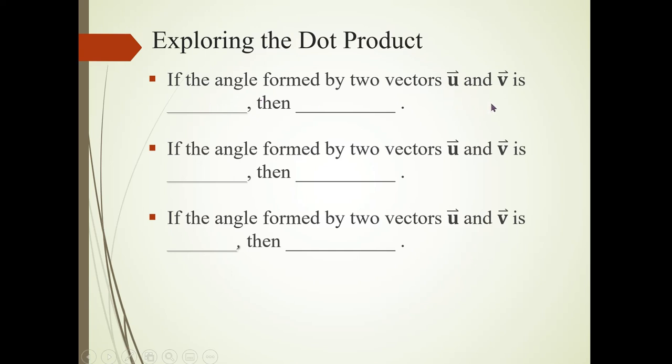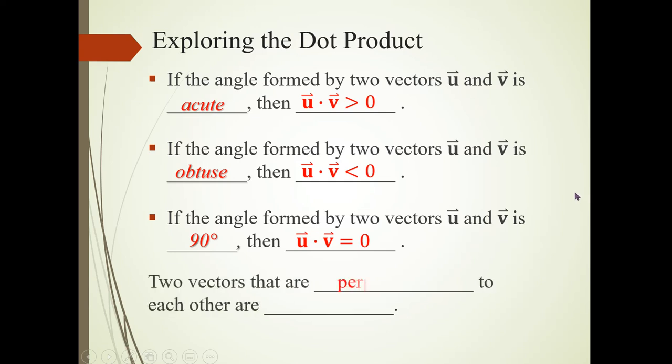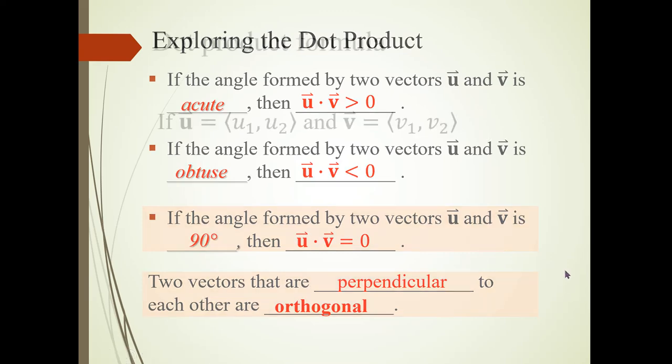Let's summarize what we just found in that demonstration. If the angle between the two vectors is acute, then the dot product is positive, or greater than 0. If the angle formed by two vectors is obtuse, then the dot product is negative, or less than 0. And the big kicker is that if the angle formed by the two vectors is 90 degrees, then the dot product is 0. Two vectors that are perpendicular to each other are called orthogonal. These two statements are key, which is why they're highlighted in this lovely peach color.